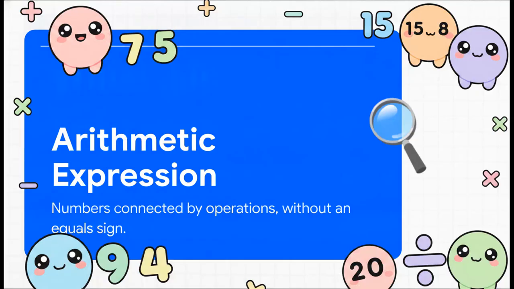So, an arithmetic expression is, at its core, just a combination of numbers connected by mathematical operations. But here's the absolutely crucial part you gotta remember. It does not contain an equal sign. Like, look at these examples. You might see 7 plus 5, or maybe 15 minus 8. Could be 9 times 4, or even 20 divided by 5. You notice how the numbers and the operation symbols are all there, but there is literally no equal sign at the end? Right. That is exactly what makes it an expression.